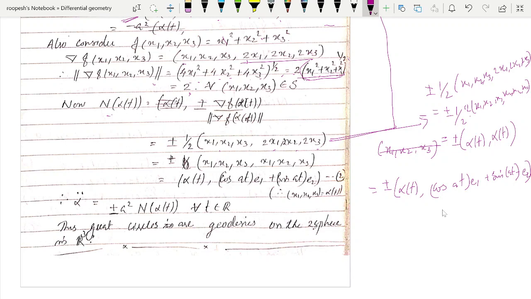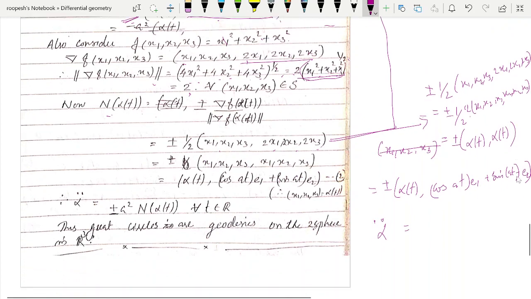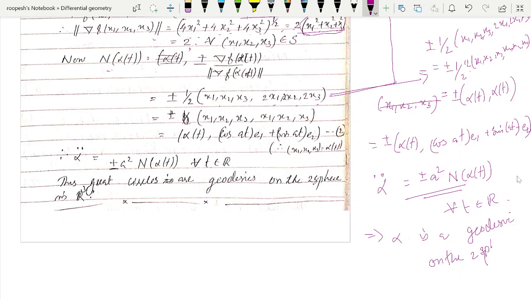When you combine these two, what you are getting is alpha double dot is equal to, like this. This component is same, only thing is that minus a square is an extra term. So you can write this as plus or minus a square into n of alpha of t for every t belongs to R. So this implies that your alpha, that is the great circle, is a geodesic on the 2-sphere. So alpha is a geodesic on the 2-sphere.